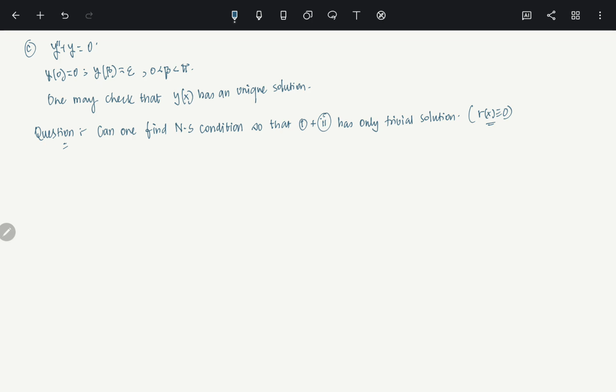Okay. So our question is this: a homogeneous boundary value problem always has a trivial solution. But what is the guarantee that that is the only solution? That there does not exist any other nontrivial solution? So let's look at the theorem.